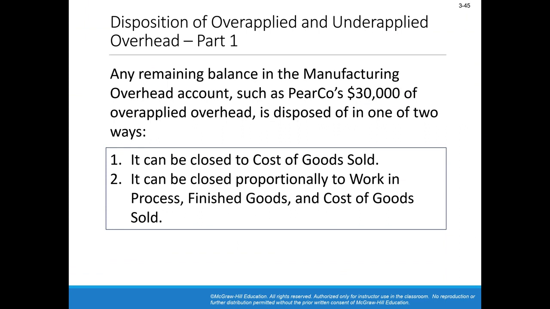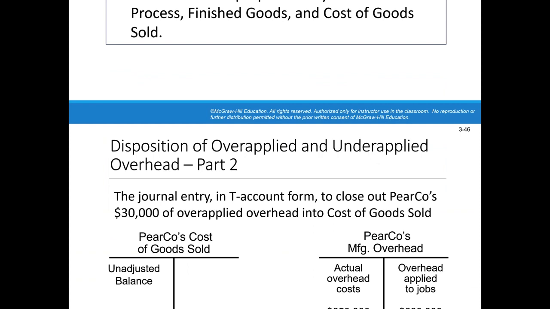Okay, so the 30,000 overhead applied can be disposed of in one of two ways. We can just take the 30,000 and throw it into cost of goods sold, or we can allocate it between work in process, finished goods, and cost of goods sold. That would be an allocation based on their balances in those accounts. Obviously the second choice is going to be a little bit more complicated.